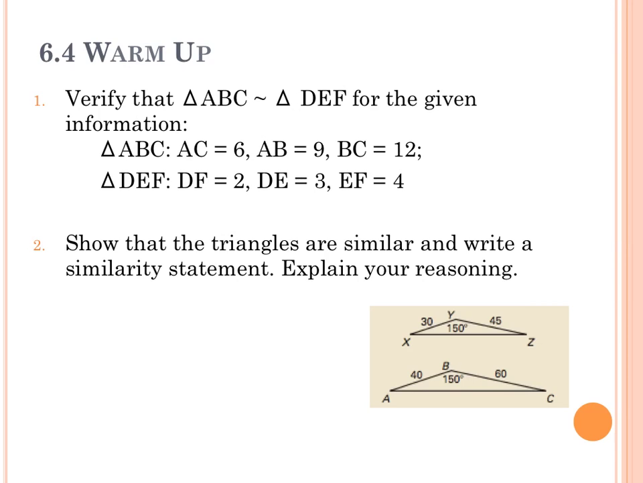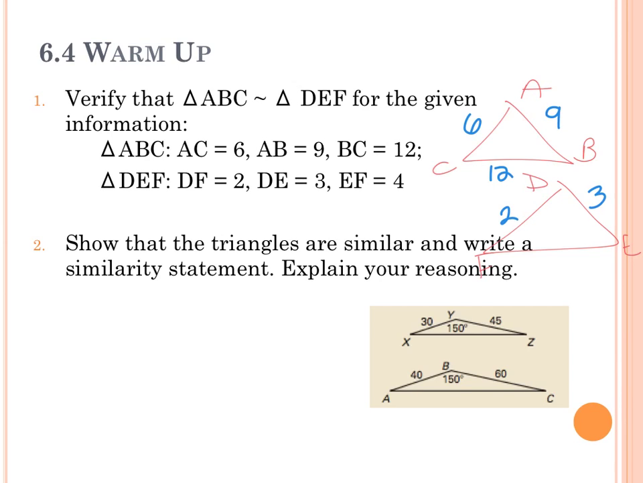So number 1 says verify that triangle ABC is similar to DEF for the given information. So if you want to make yourself a little picture, then go for it. So ABC, DEF, and the information that they give you is AC is 6, AB is 9, BC is 12, DF is 2, DE is 3, and EF is 4.